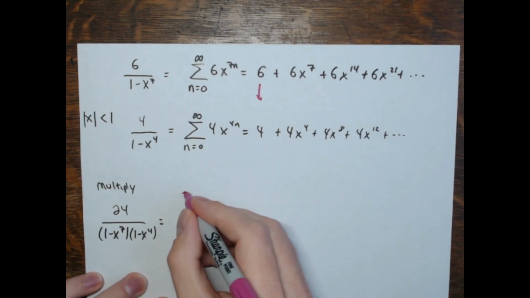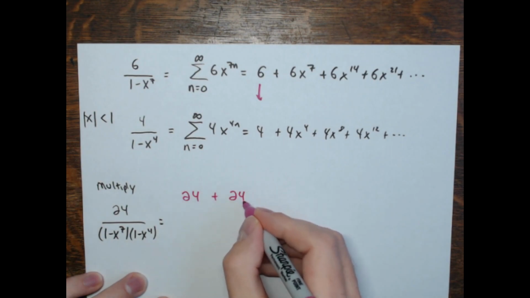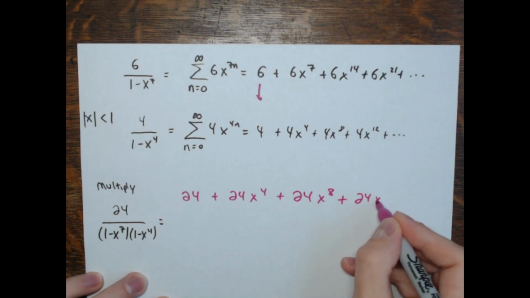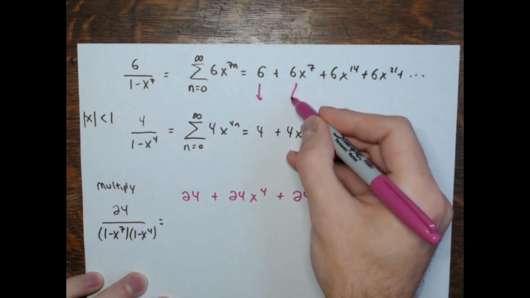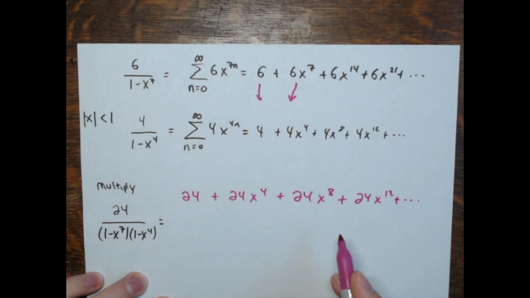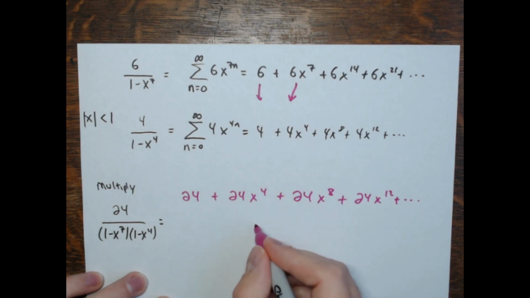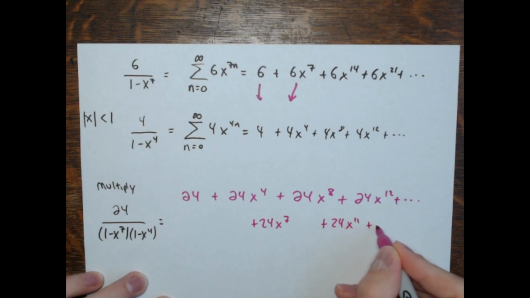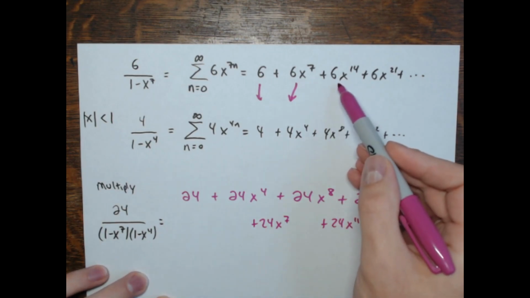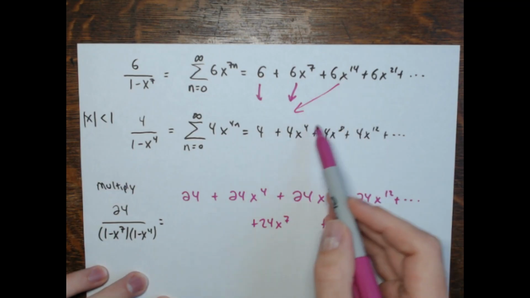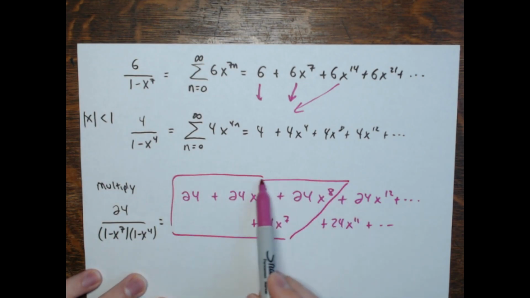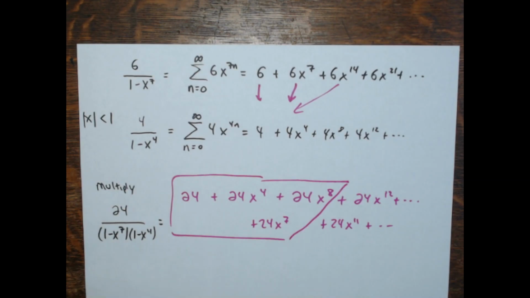First I'll distribute the 6. You get 24 plus 24x to the 4th plus 24x to the 8th plus 24x to the 12th and so on. Then I distribute the next term, the 6x to the 7th: plus 24x to the 7th plus 24x to the 11th, and so on. And then I'd get the 14th, then 14th, 18th, 22nd. The first 4 non-zero terms are going to be these. You're not going to have any powers lower than 8 after that. So here are the first 4 non-zero terms of this power series.